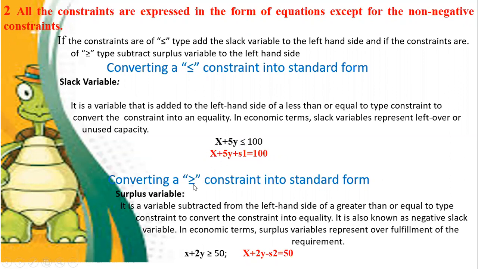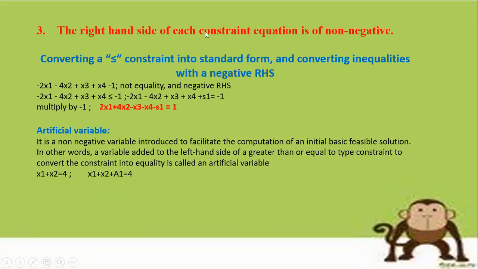If you have a greater than or equal to constraint, then you have to make it equal too. Here the left hand side is greater than the right hand side, so subtract a variable called S2 in order to make it equal to the RHS. So if you have lesser than or equal to, add a slack variable. If you have greater than or equal to, subtract a surplus variable. The right hand side of each constraint equation should be non-negative.